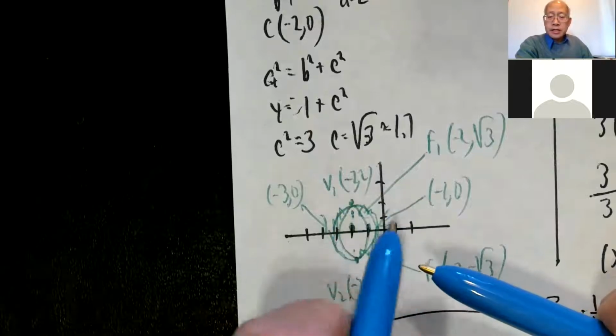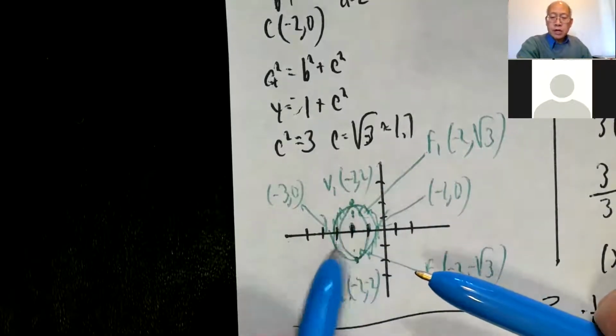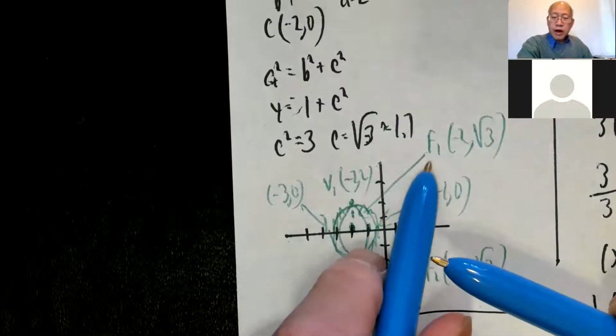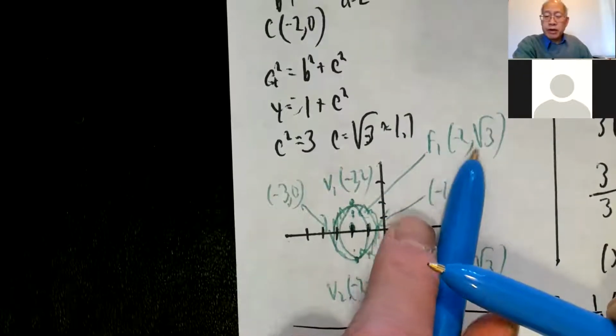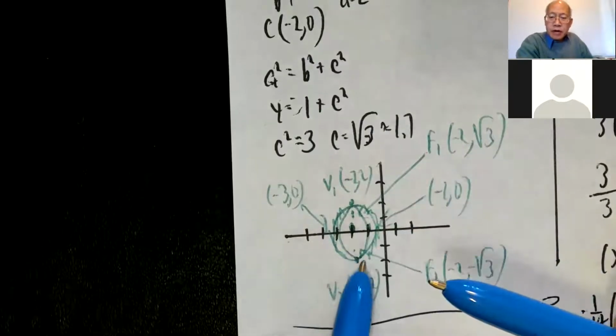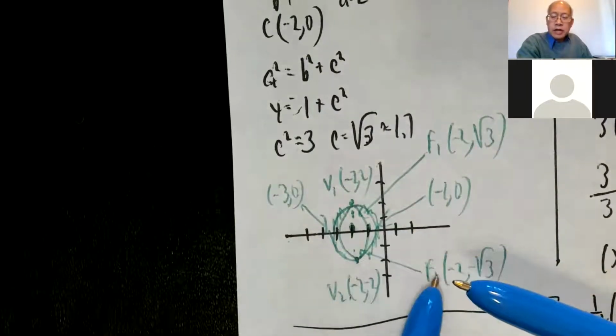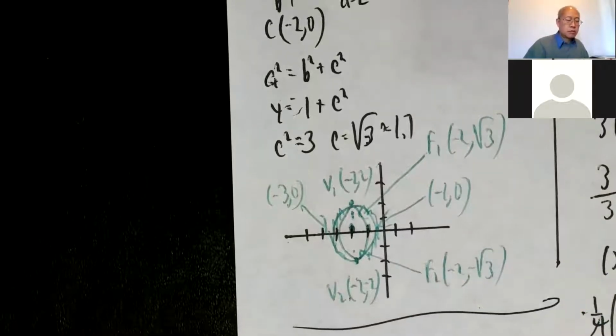Okay, then the C was radical 3. So I go up 1.7, go down 1.7, but you write it as F1, negative 2, comma, radical 3. So don't write it as 1.7, write it as radical 3. That's exact. And I go down radical 3. So focus 2 is negative 2, comma, negative radical 3. And there we go.